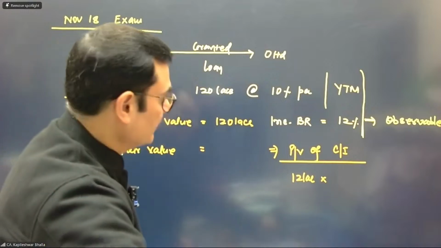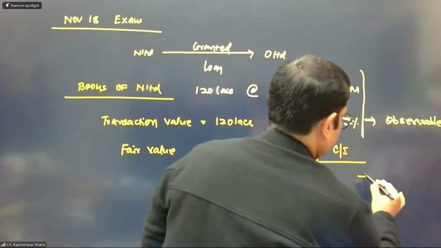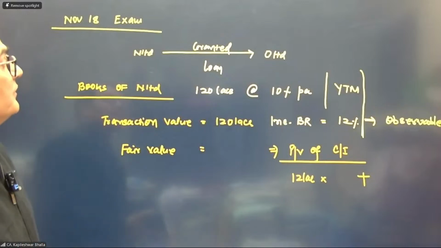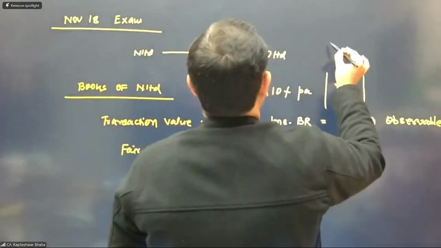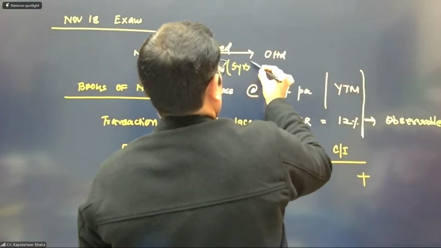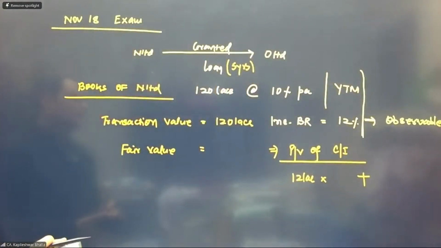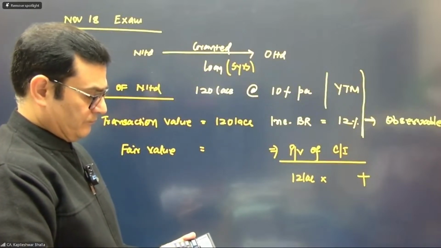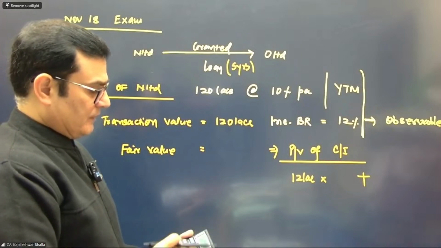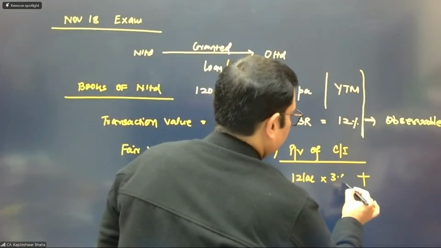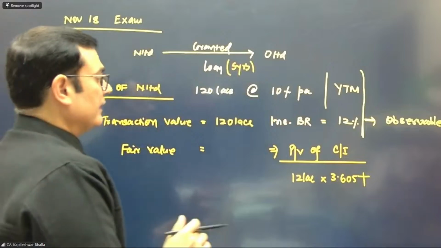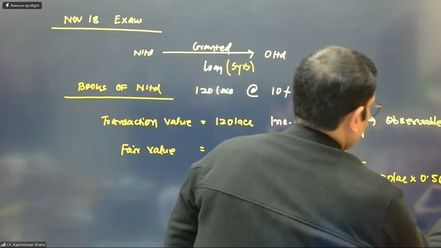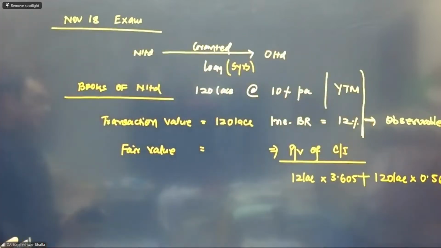So let's see what is the factor at 12%, 5 years. The period of the loan, I guess, is given to be 5 years. So let me also mention that the period of the loan is a period of 5 years. So let's see at 12%, what is the cumulative factor? Is it coming to 3.605? Yes, sir. Wonderful. And then you also get that 120 lakhs principal money back at the end of the 5th year. I think that's 0.567 if I'm right.